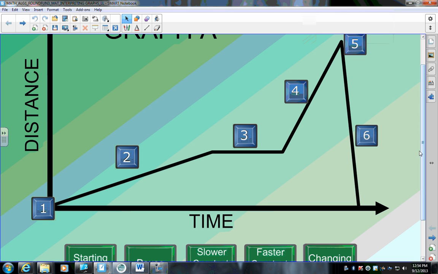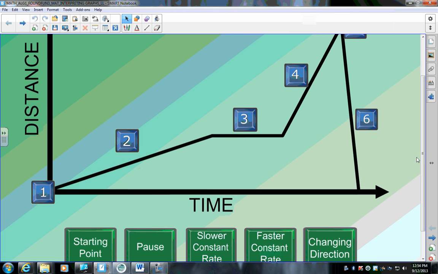Okay, we have these answer choices down here at the bottom. When I look at this graph, which one of these choices would work for starting point 1? The first one right there is starting point. So at blank 1, you should write down starting point.